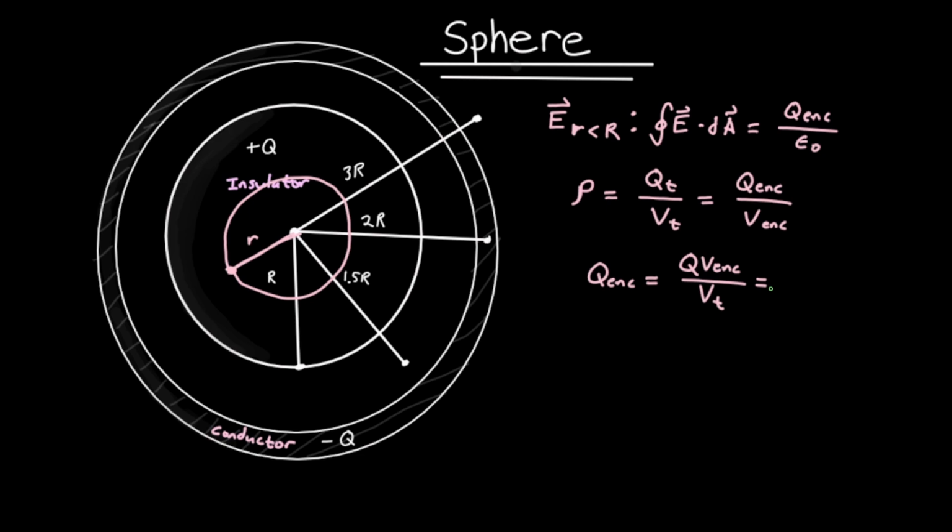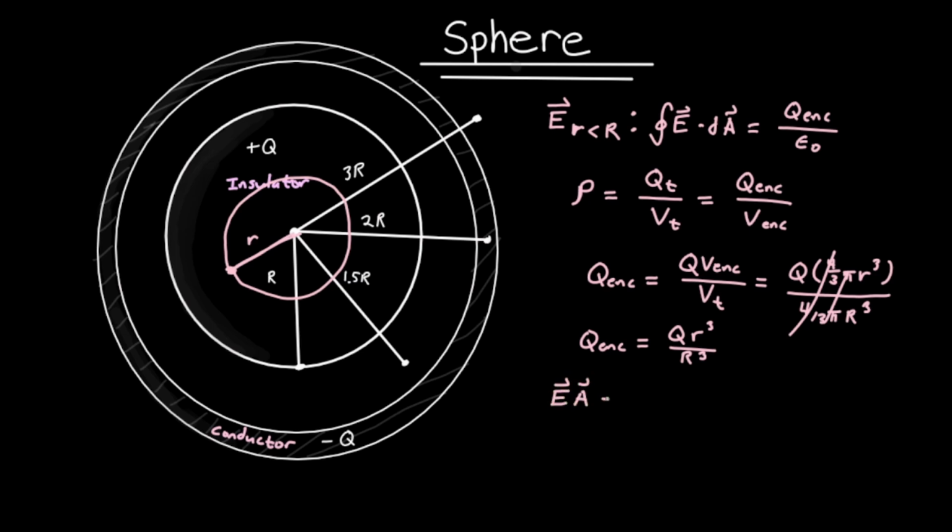Solving for this, we get that the charge enclosed equals Q times the enclosed volume, 4/3 pi little r cubed, the radius of our Gaussian surface, over the total volume of the insulating sphere, 4/3 pi big R cubed. Canceling, we get that the enclosed charge equals Q, the total charge, times small r cubed over big R cubed. Keep in mind that this relationship with the ρ and the ratios of the charges and volumes is only true for charge distributions that are uniform.